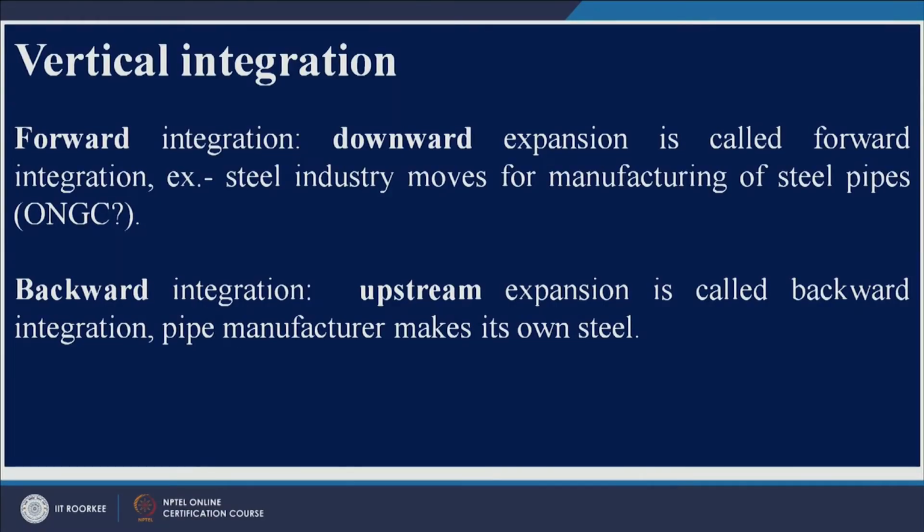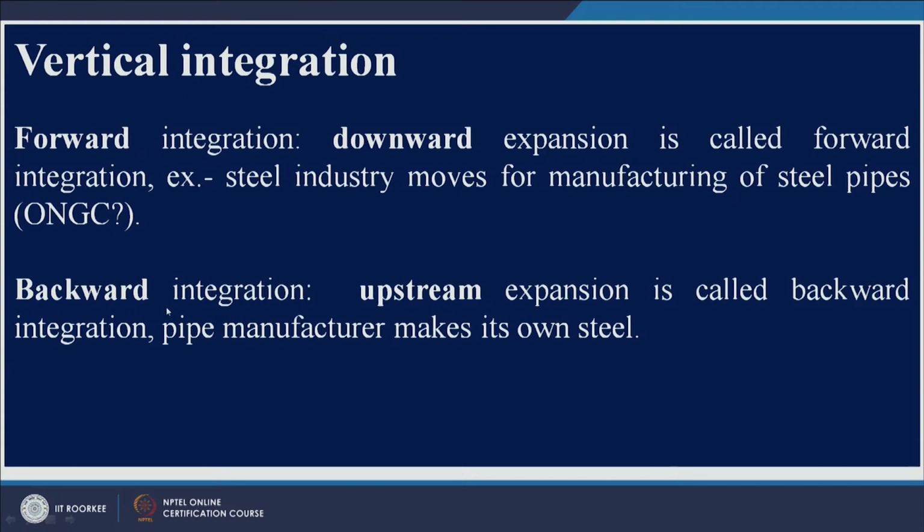Backward integration is just opposite to forward integration. In backward integration, upstream expansion is called backward integration. For example, let us say I am in the business of making steel chairs. Nowadays I am buying steel from vendors. If I start producing my own steel, then that would be termed as backward integration. So, these two are very simple, forward and backward integration.